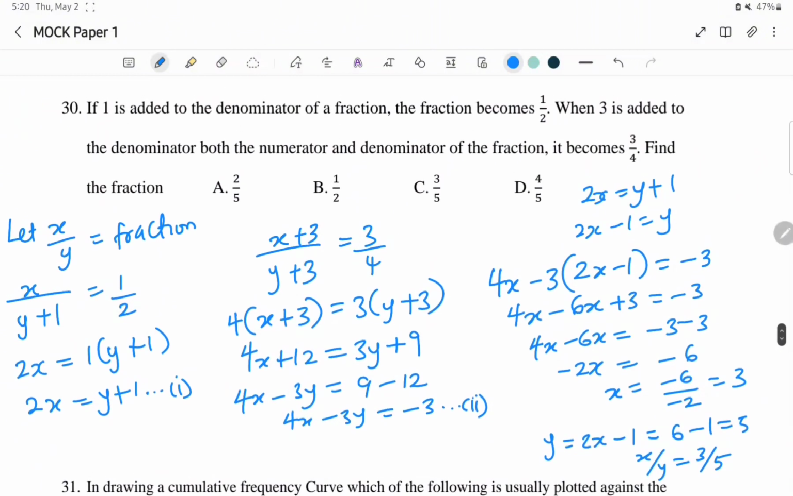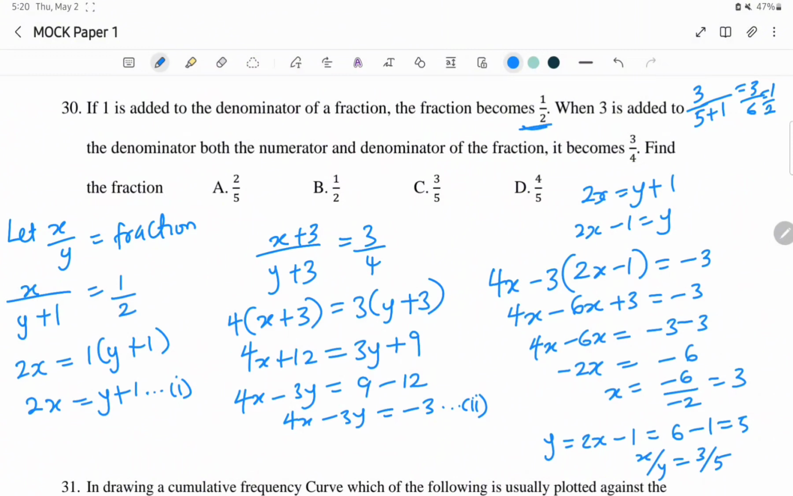If we say that the fraction is 3 over 5, right? So let's add 1 to the denominator, which is 5. So 5 plus 1 is 6. That means we have 3 over 6. And 3 over 6 when simplified is equal to 1 over 2, which is what we are given in the question.